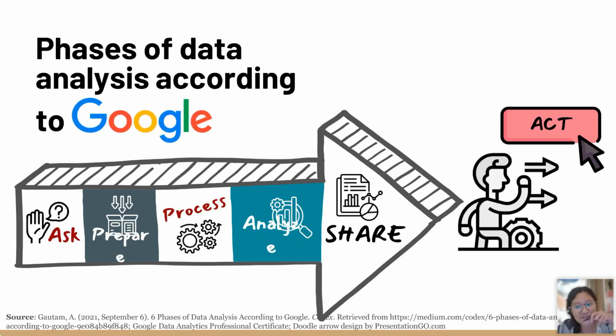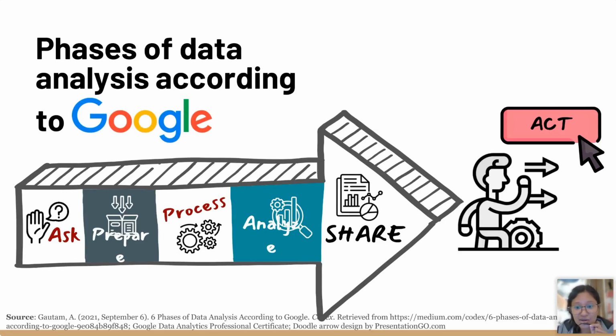Here, I have detailed the phases of data analysis according to Google, which starts with asking the right question. So in this step, it is important to understand what our stakeholders need. Once we have clearly defined our question, we then proceed to preparing or collecting the data that we need. And more often than not, the data that we collect won't be organized. So there would be a need to process, or specifically clean and transform, the data to a format that can be easily analyzed.